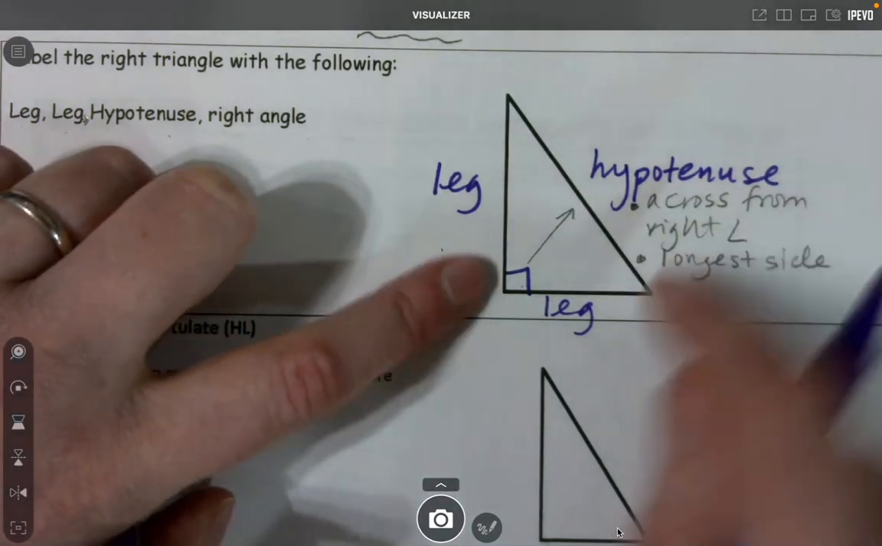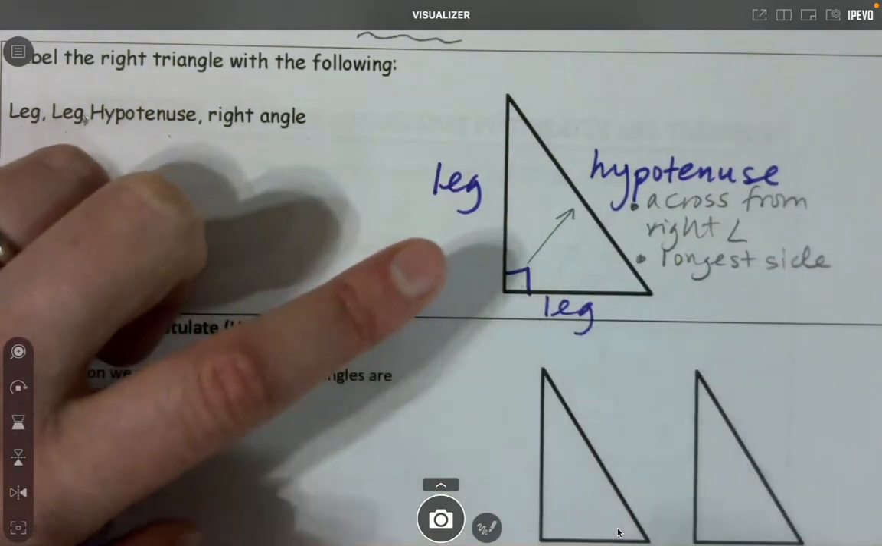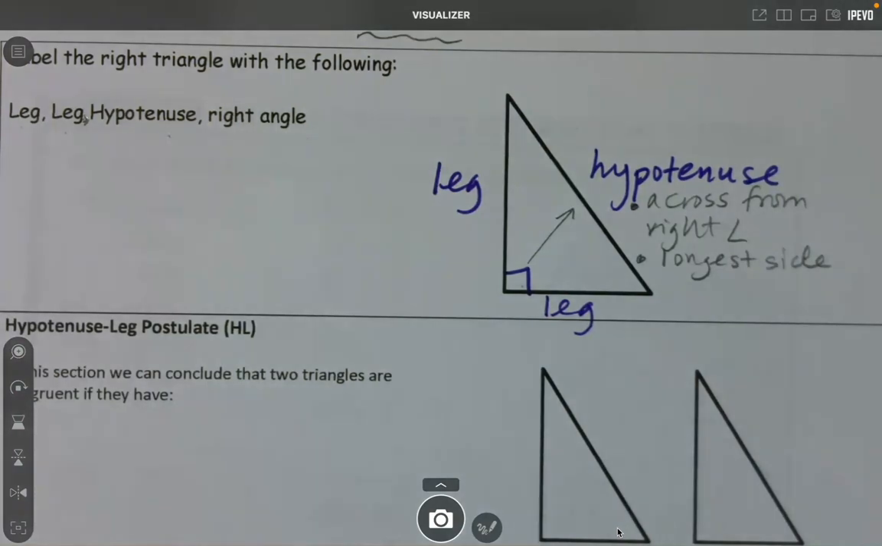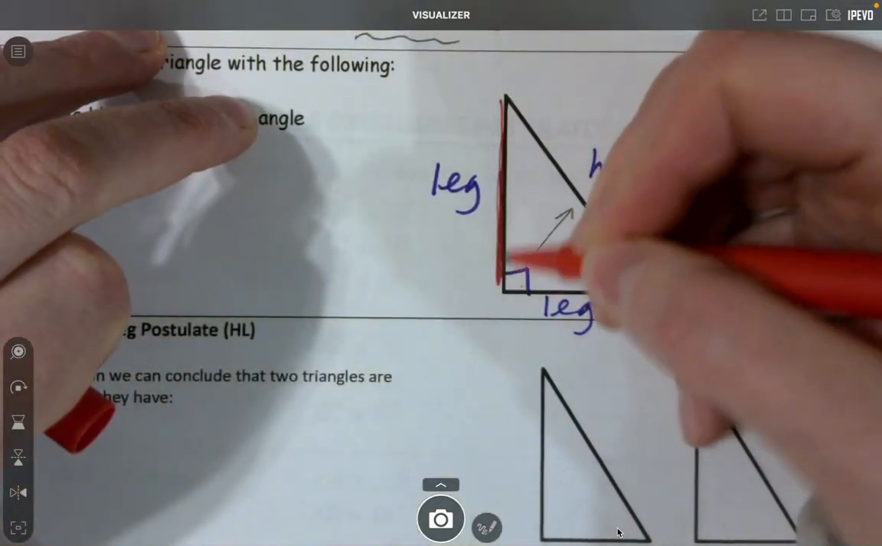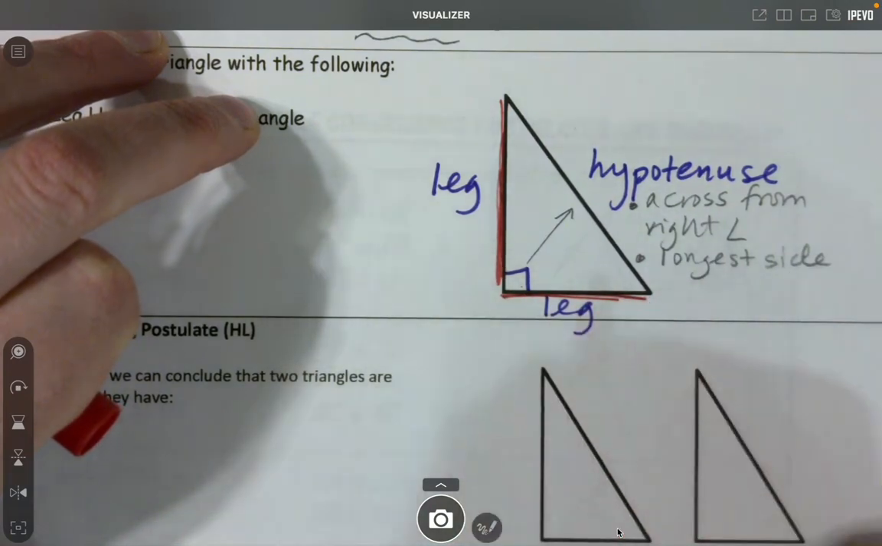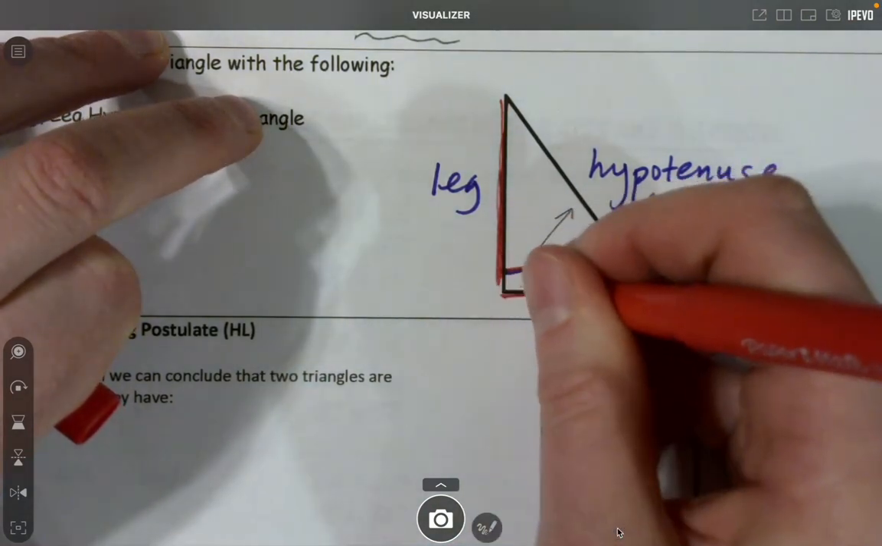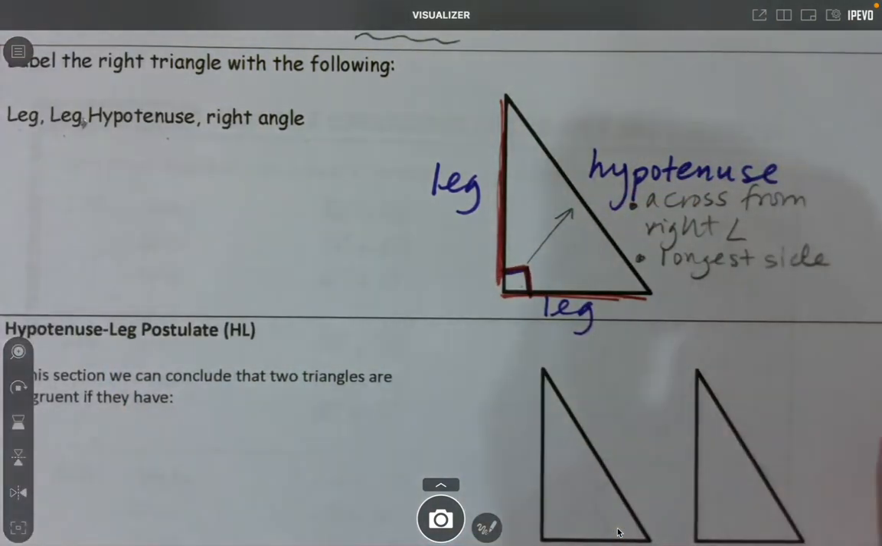So notice that the legs are attached to that right angle, right? So I want to show that with a different color. So if this is my leg here, and this is the other leg here, together, those legs form that right angle. So that's another thing that we can kind of look for on these.